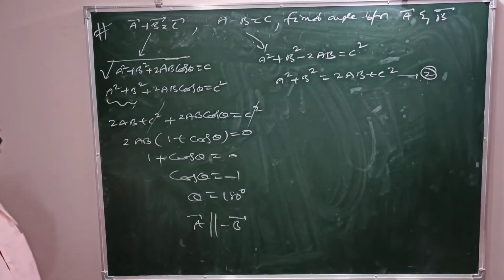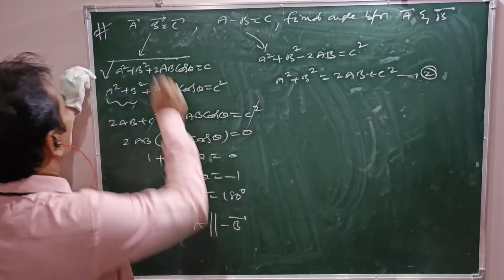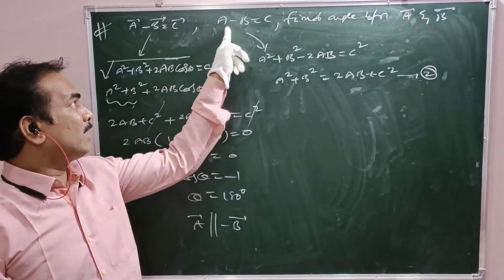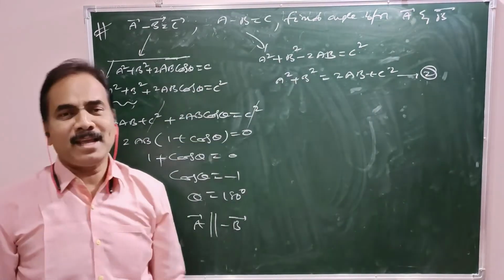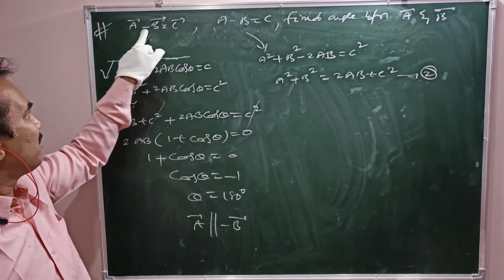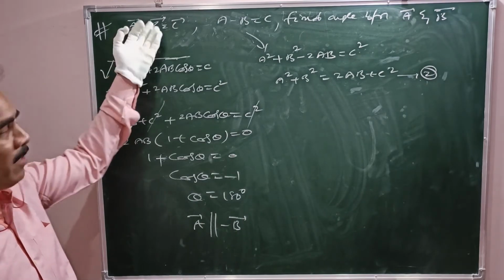Correct? Okay. Now, small variation, that is A bar minus B bar equals C bar. A minus B equals C. Find the angle between A bar and B bar. This time A bar minus B bar equals C bar. It's not addition, this is subtraction. Okay, no problem with the subtraction.